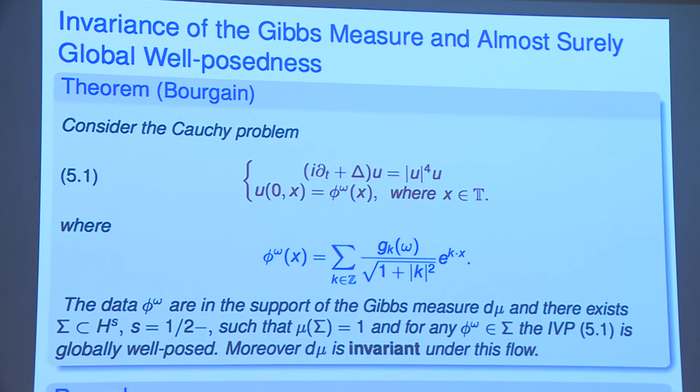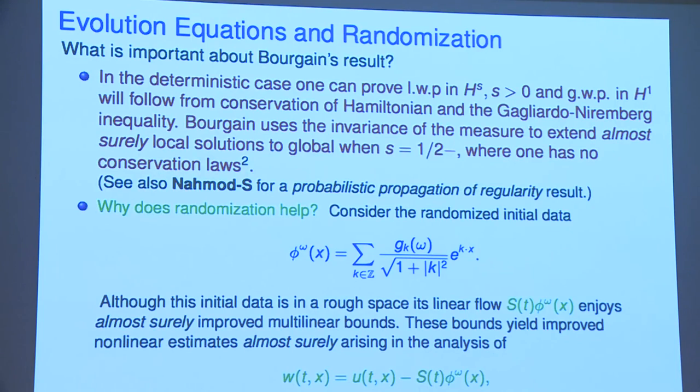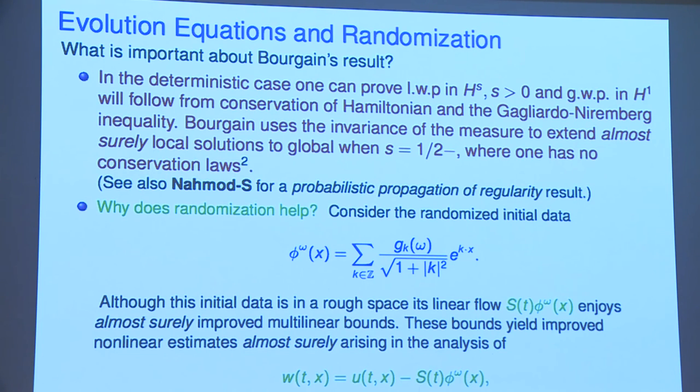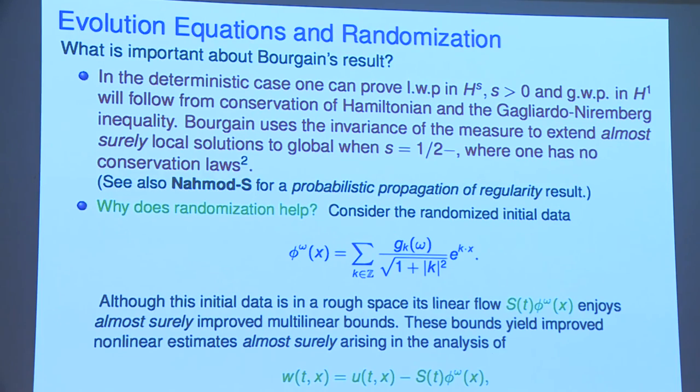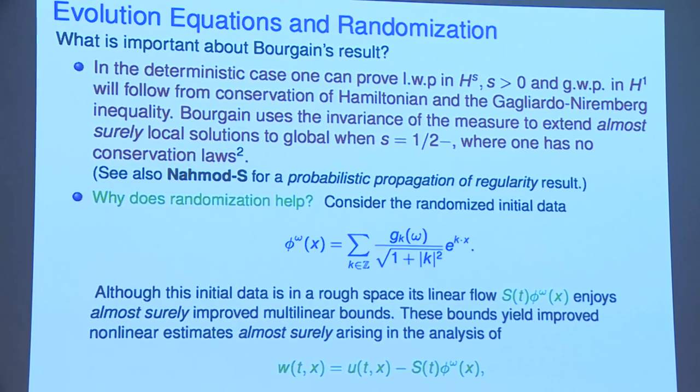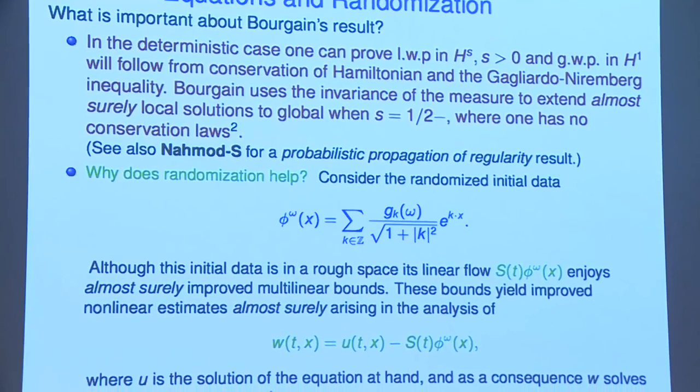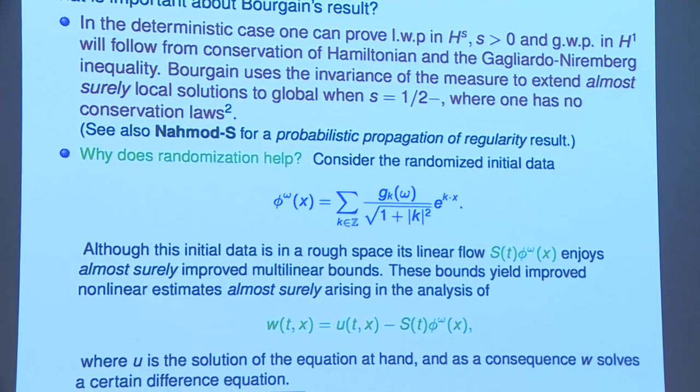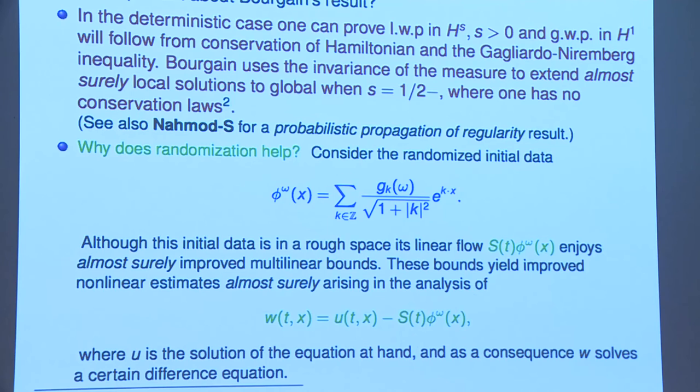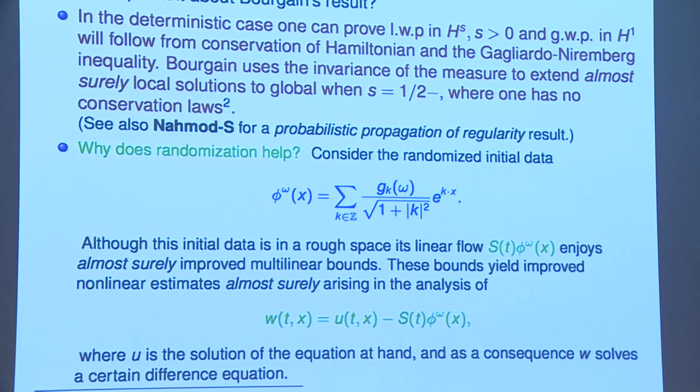Not an epsilon, but some definite constant in there. And then another remark that I want to make is the following. The important contribution of Bourgain in this direction, which you can already see in one dimension, but is much stronger in the two-dimensional case, is that you can prove global well-posedness at levels in which you do not have a conservation law. So, for example, at 1/2 minus epsilon.